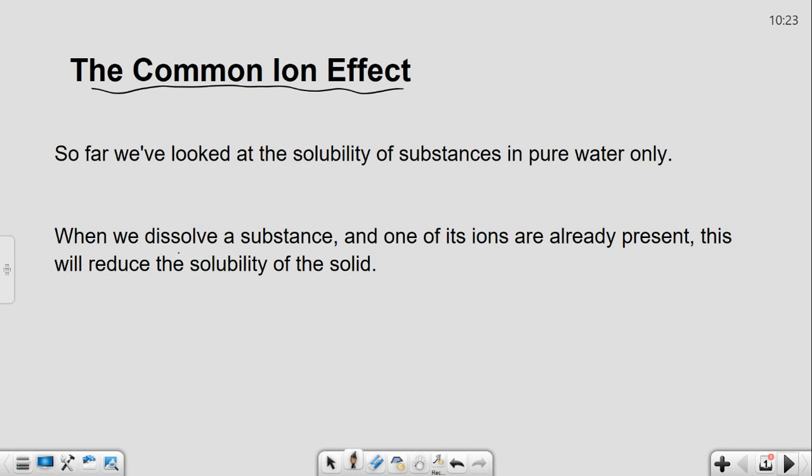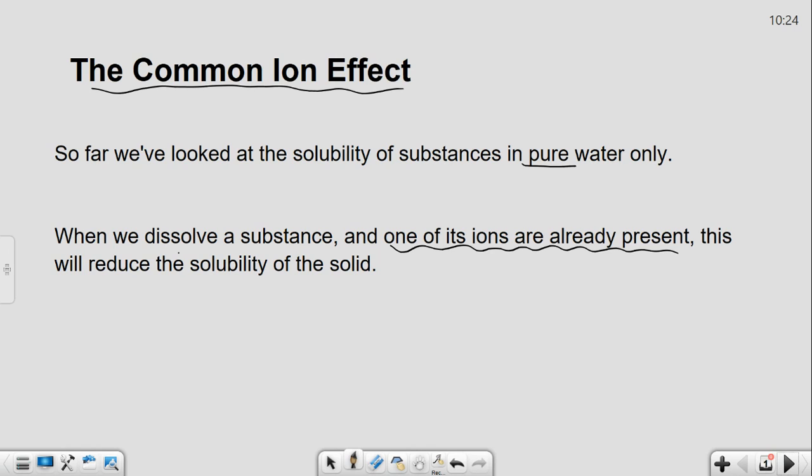So far we've looked at the solubility of substances in pure water only. So if I wanted to take salt, put it in pure water, look at its Ksp value or its molar solubility, go back and forth, be able to figure the other one out. Now, the common ion effect is when you try to dissolve a substance, but one of its ions is already present. So I'm not using pure water anymore. I've already got something in the water, and now I'm going to try and dissolve something in there.